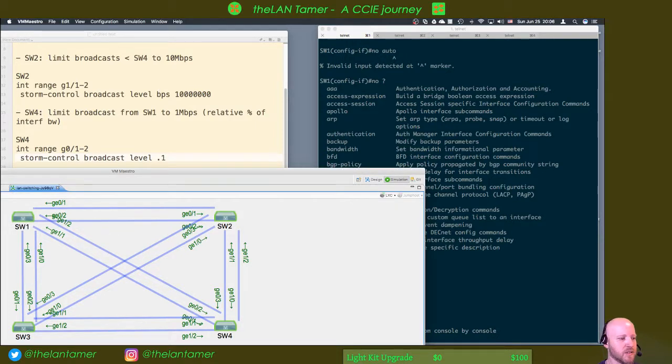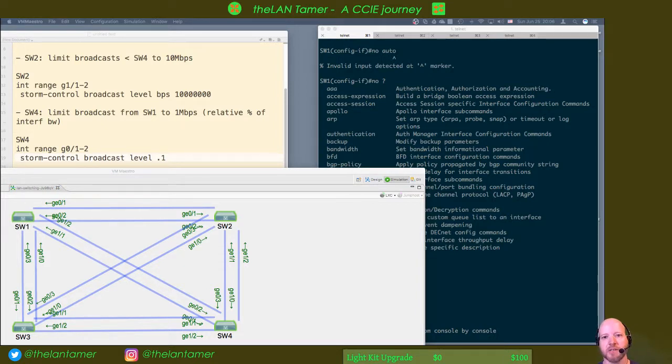I think our next lab is going to be about MAC address table static entries. We'll be manipulating the entries and the aging time of the MAC address table. So it should be interesting. Still layer 2 stuff.